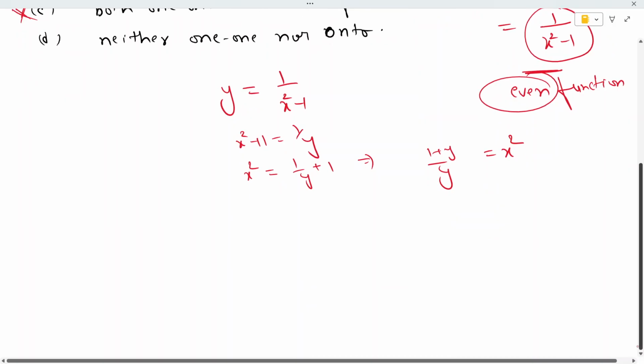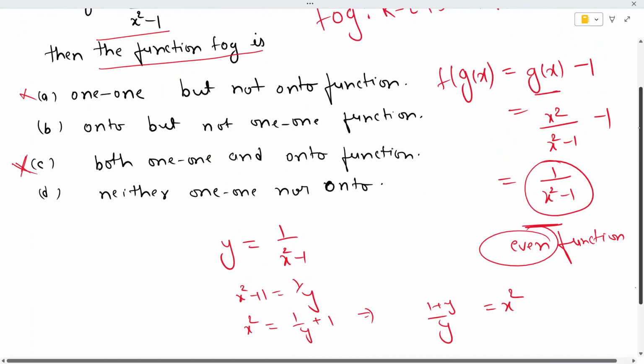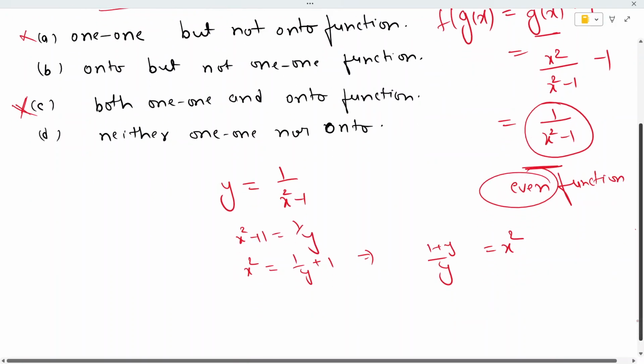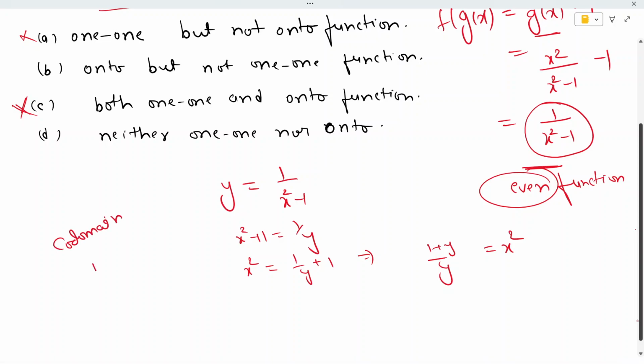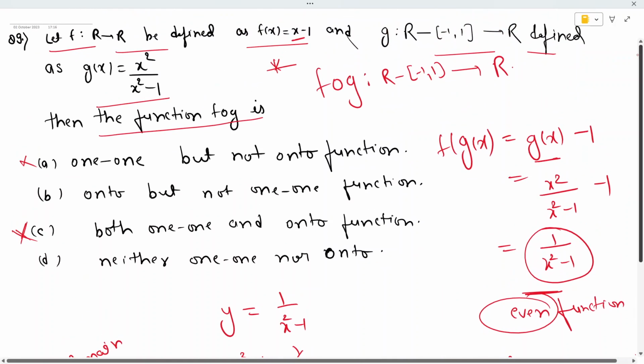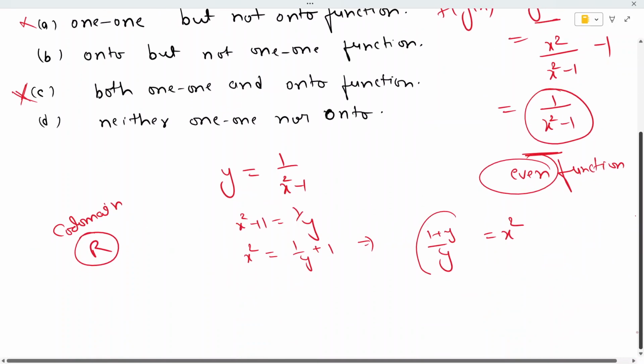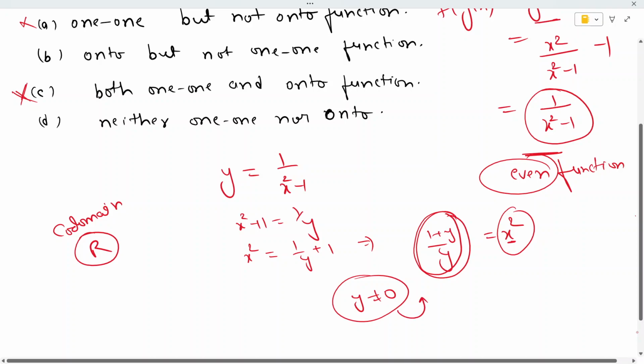So from here what do you conclude? Now from here you got this. You have a codomain R. Look here, I'm marking with a circle. Here you have a codomain R. Look here, you can define for x: x square is always positive and you have given this 1 plus y. So you can't find the image, you can't find the pre-image of zero.